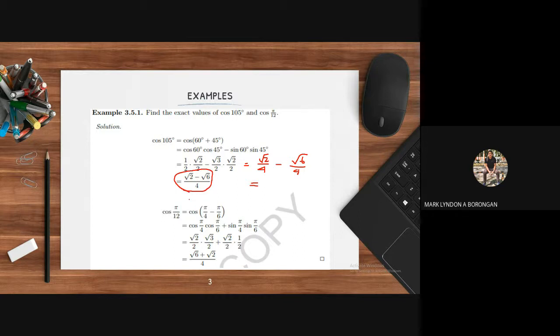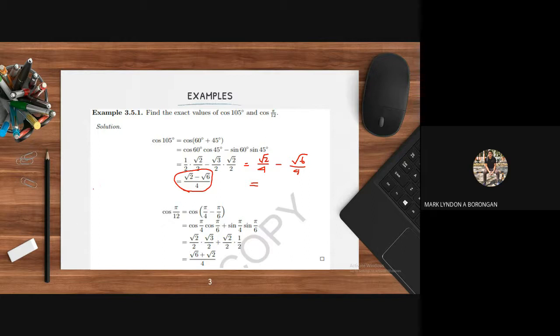Next, we have the cosine of pi over 12. So, what is the cosine of pi over 12? It can be broken down into two angles, which are pi over 4 and pi over 6. Okay. So, what is pi over 12?